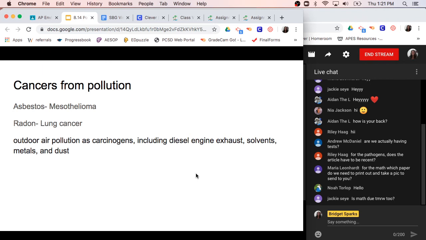Radon comes from the ground in basements, and we know that also can cause lung cancer. So it comes from the cracks in the foundation. It is a normal gas that is created underground when uranium decays. There are other outdoor pollutants also that can act as carcinogens. So diesel exhaust, different solvents, different metals, and dust particles all can cause lots of issues.